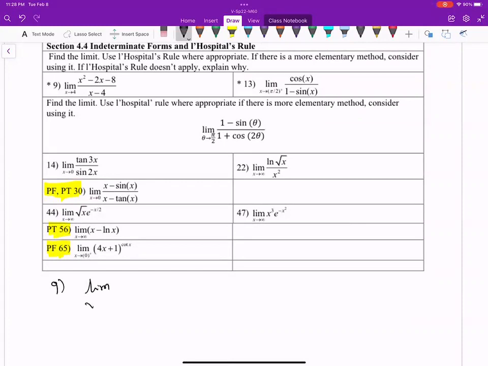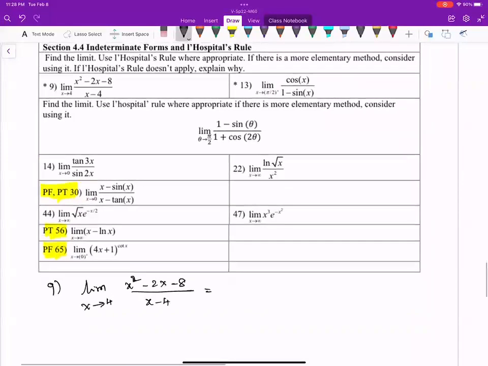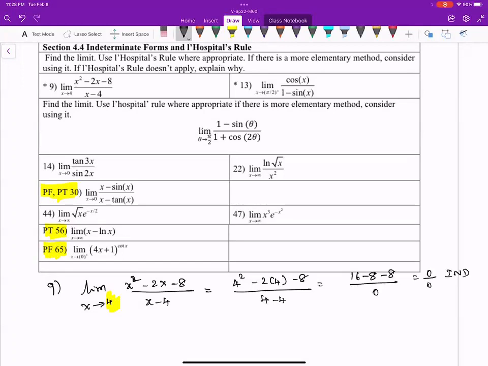Limit as x approaching 4, x squared minus 2x minus 8 divided by x minus 4. By any chance, if you directly plug and play, meaning substitute x equal to 4, it's 4 squared minus 2 times 4 minus 8 divided by 4 minus 4. 4 squared is 16, then 2 times 4 is 8, minus 8. So it is 16 minus 16, 0. So it is 0 over 0, which is indeterminate.